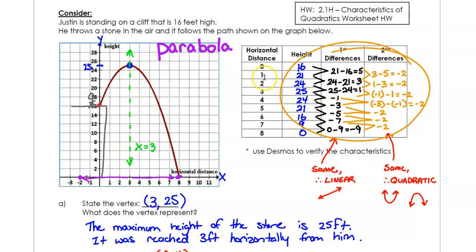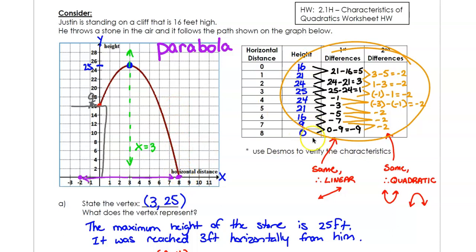And then at an x of 1, in other words 1 foot away from him horizontally, the rock is at about, I would say, 21. Do you see that? Like 21 feet. And that's how I got all of these numbers. So you'll notice at 8 feet from him horizontally, which is right about here, the stone is on the ground, and therefore the height is 0.